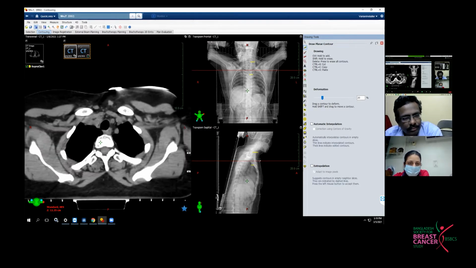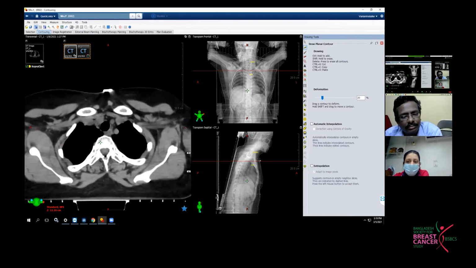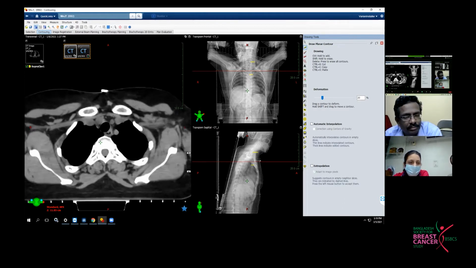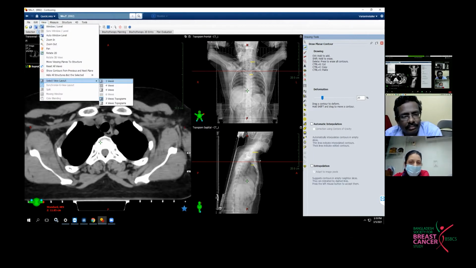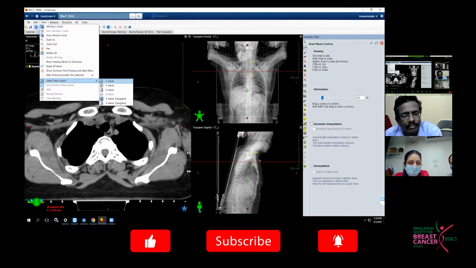Actually, we usually follow the RTOG guideline. Yeah, I agree, and that should be the way. But just for the purpose of completion, I'm mentioning that if you want to contour according to ISTRO, you cannot do that without referring to the sagittal and the coronal images.